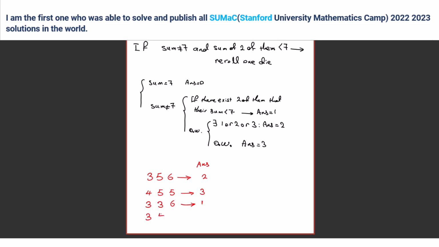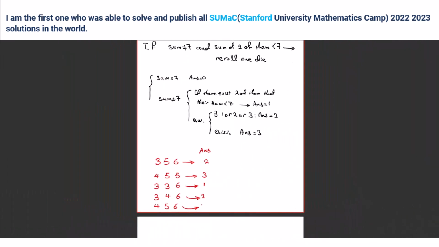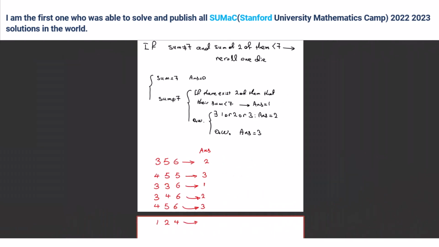Now 3, 4, 6. What is the answer for this one? 2. You reroll these 2. If you have 4, 5, 6, you reroll how many dice? 3. And if you have 1, 2, 4, you reroll how many dice? 1. No, 0. You already got the 7.